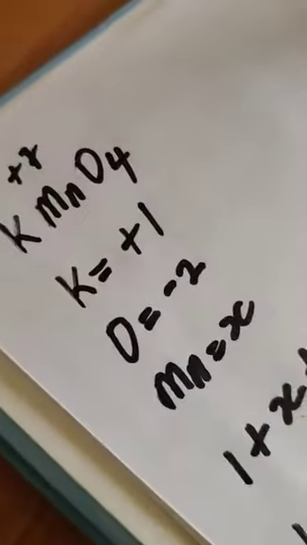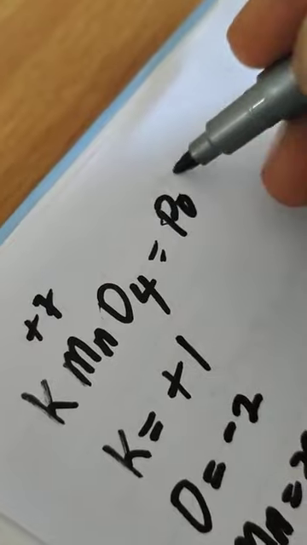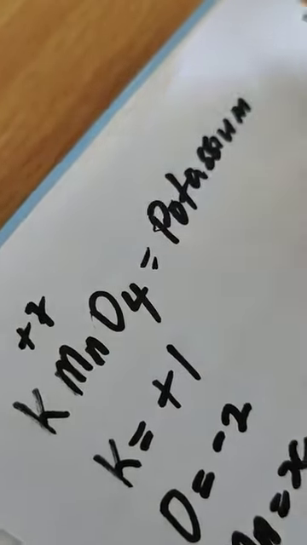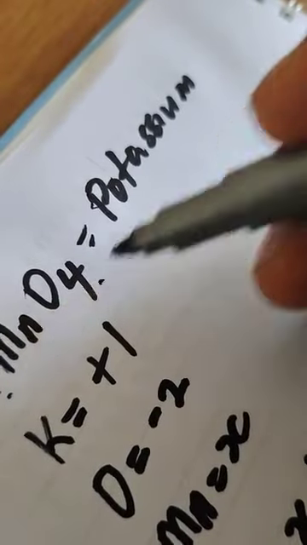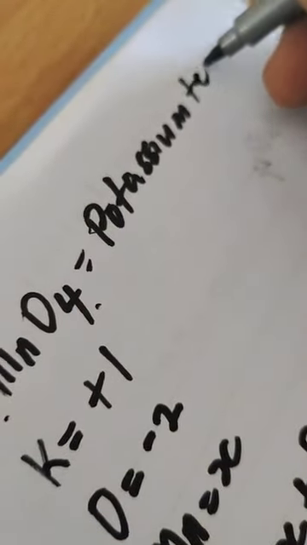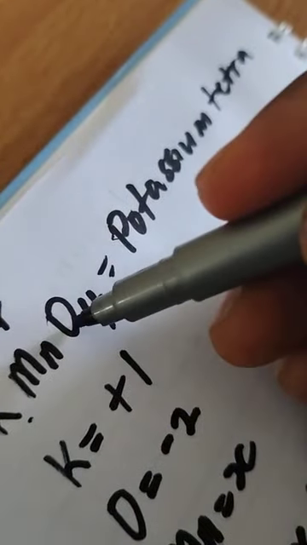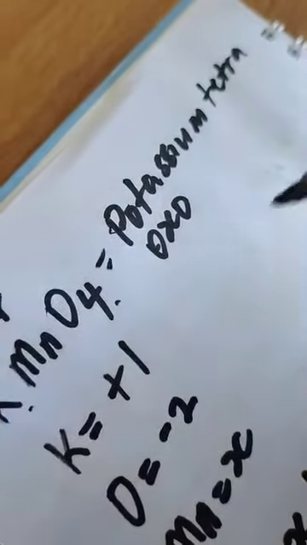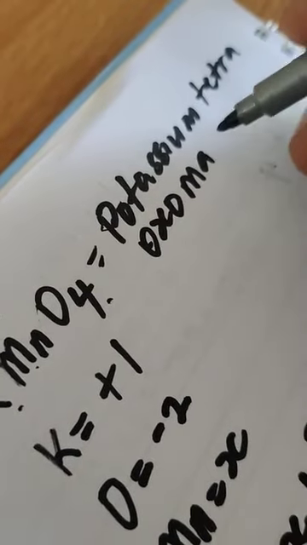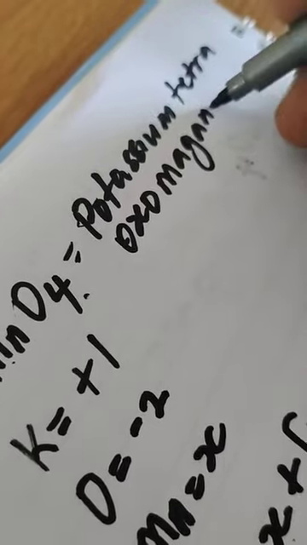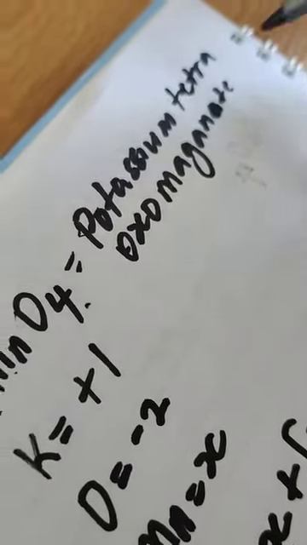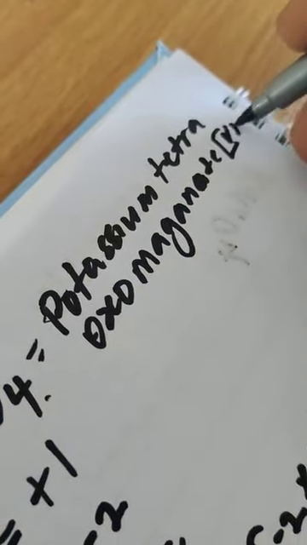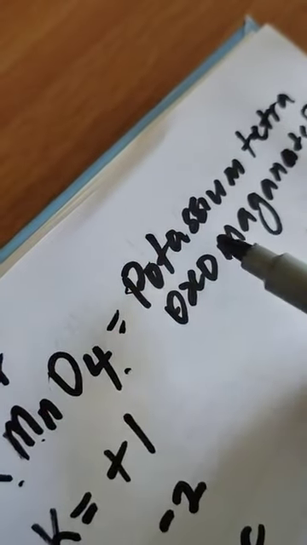We have +7. So to name this compound now, we'll call this potassium. Then after the potassium, you go to this value here. 4 is tetra. We have it as tetra. Then after the tetra, you go to the oxygen. We call it oxo. Then the manganese, we call it manganate. Then followed by the oxidation number of manganese, which is 7 that we have. So we have Roman numeral 7. So this compound is simply called potassium tetraoxo manganate 7.